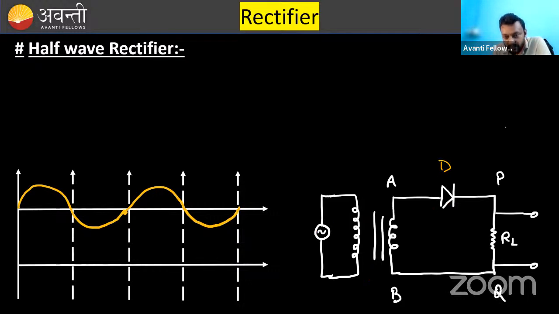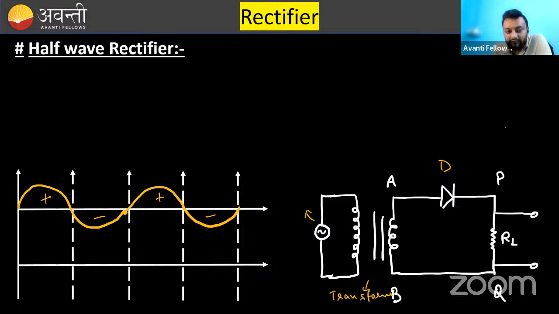This part is a transformer. This is the input supply that we are giving. This is the transformer. This is the load resistor. Now, what happens? You can see that if the input is given as AC input or bidirectional input, this cycle belongs to the positive half cycle. This is the negative half cycle, positive half cycle, and negative half cycle.